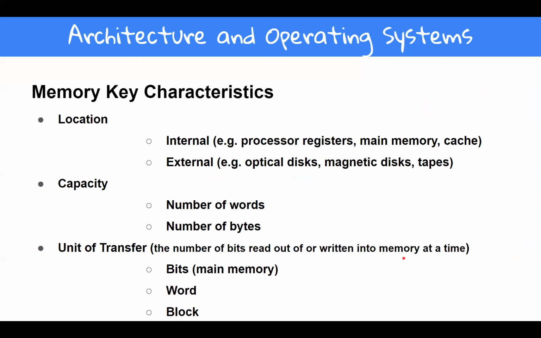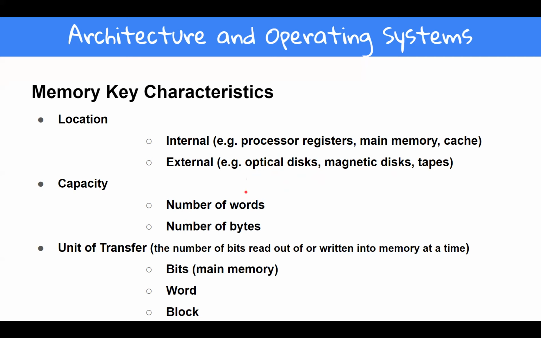What are they? First of all, location: where the memories are located. Some of them are internal, memory that we don't see, like registers, main memory and cache. And some are external, like external hard drives, CDs, DVDs, magnetic disks, floppy disks, if you remember, and tapes, which are very old. So in terms of location, we have two types: internal and external.